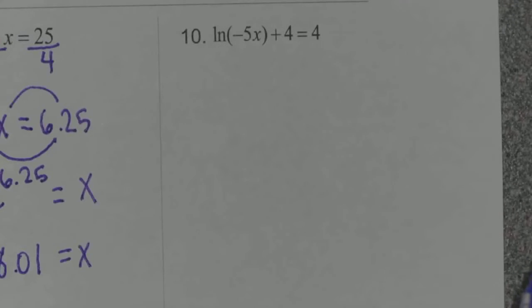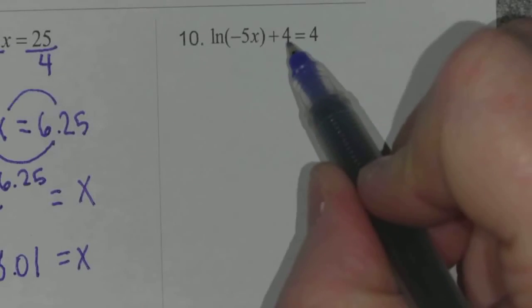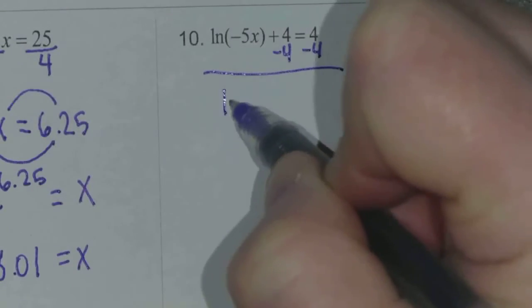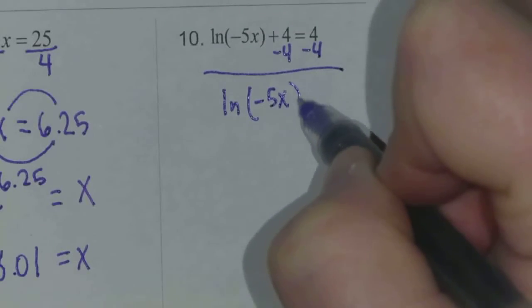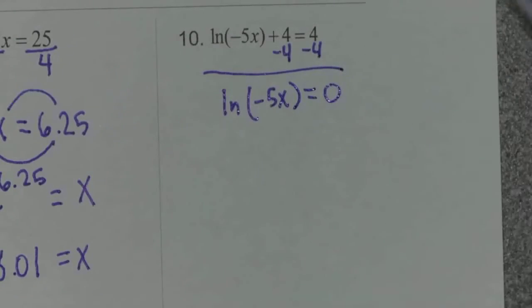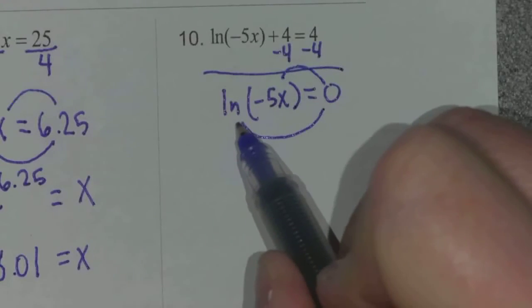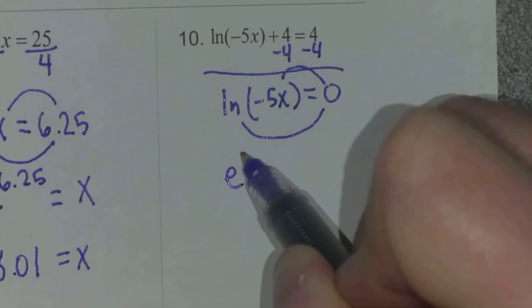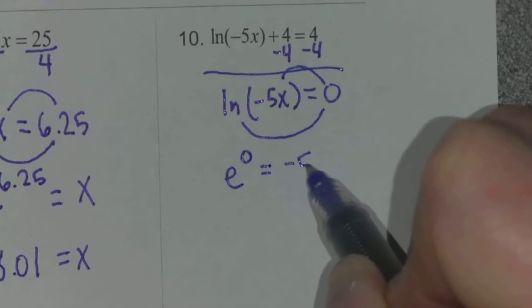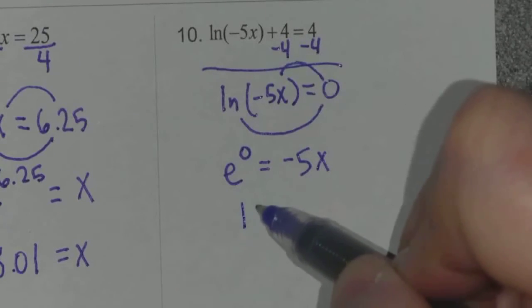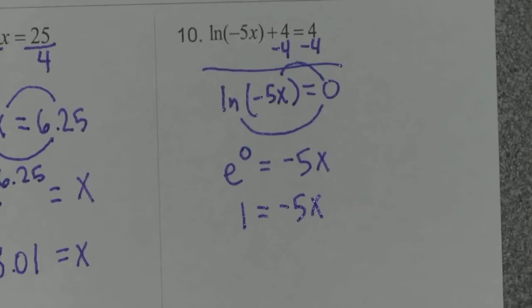This one right here, is it isolated? Nope. So what do we got to get rid of? That plus 4, right? So let's subtract the 4 to the other side. And I get the ln of a negative 5x equals 0. That's not going to scare us. We're good with a 0 still. So help me circle it around. What base is the ln in? E. So e to the 0 equals negative 5x. What's e to the 0? 1. How do I get the negative 5 off the x?